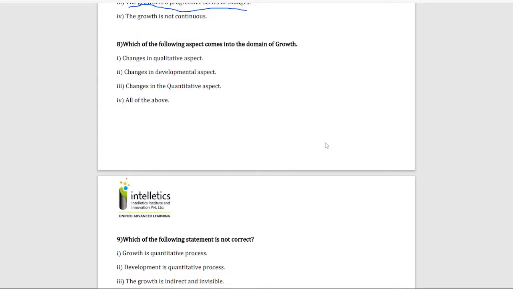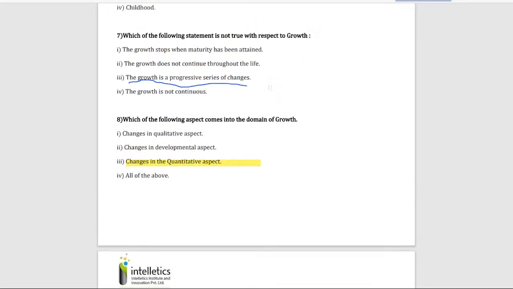Question number 8. Which of the following aspect comes into the domain of growth? First, changes in qualitative aspect. Second, changes in the developmental aspect. Third, changes in the quantitative aspect. Fourth, all of the above. So which of the following aspects comes to the domain of growth? So the correct answer for this question is third, that is changes in the quantitative aspect.